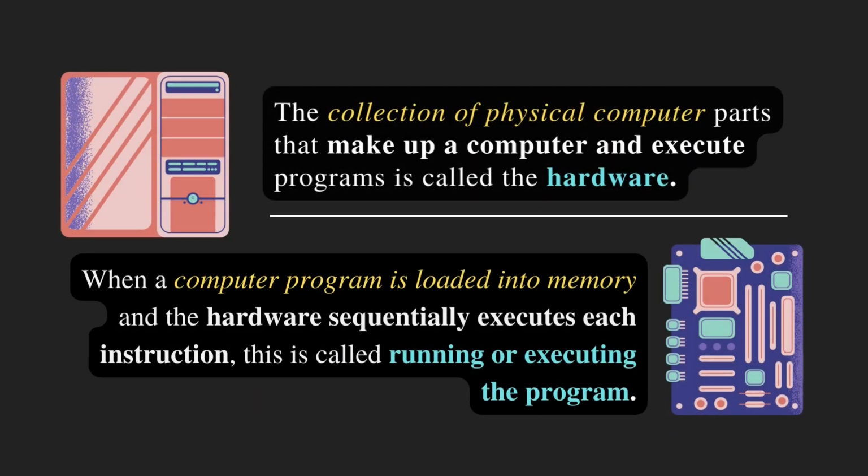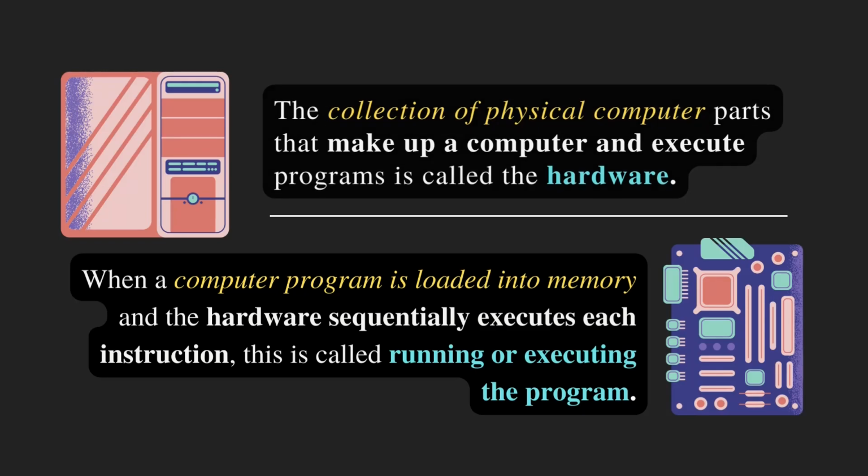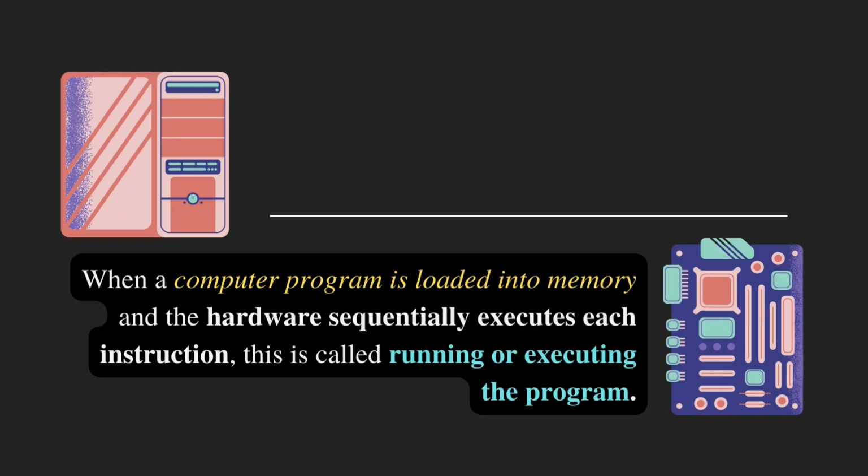So, the collection of physical computer parts that make up a computer and execute programs is called the hardware. When a computer program is loaded into memory and the hardware sequentially executes each instruction, this is called running or executing the program.